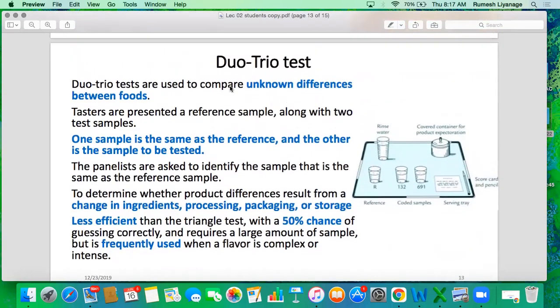Then the next one, we call it the duo-trio test. Duo-trio, duo-trio, you can pronounce it.